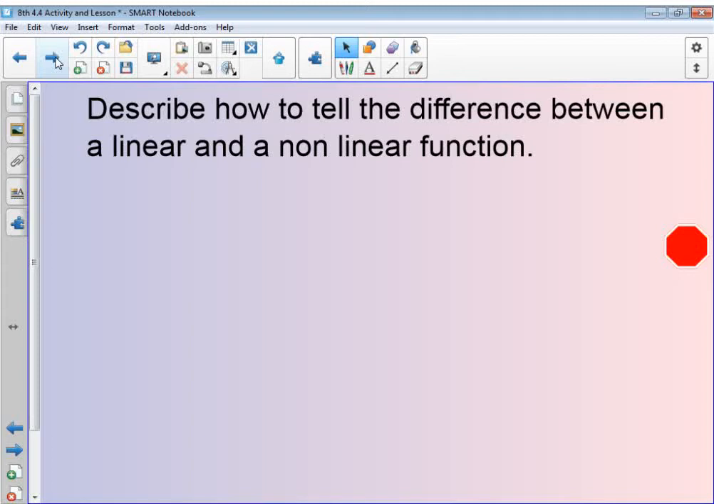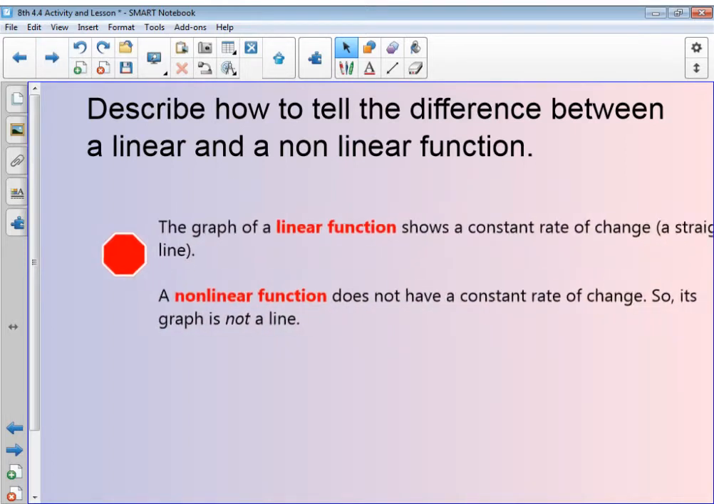Working with a linear versus nonlinear function. So first of all, let's review. We need to describe how we can tell the difference between a linear versus a nonlinear function. Well, linear has the word line in it.